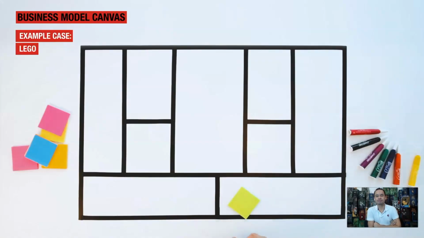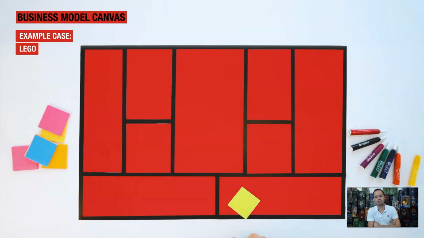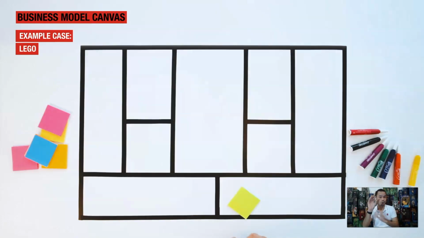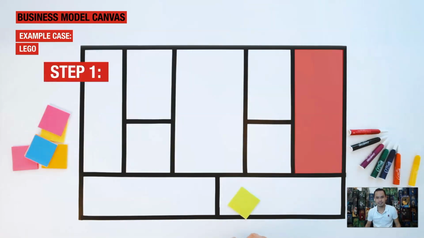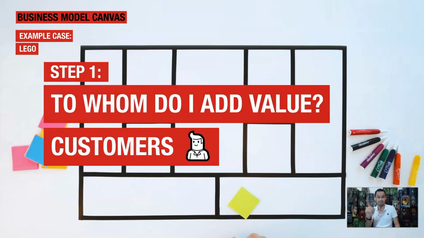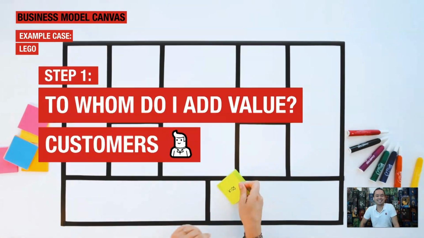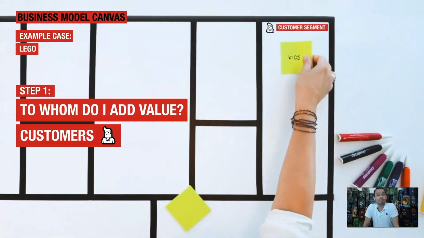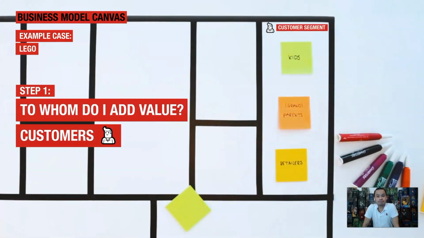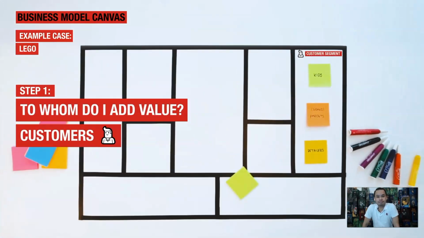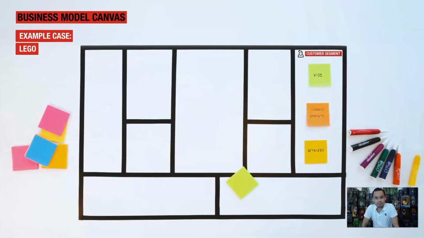Welcome to the Business Model Canvas tutorial, based on a case of Lego. Get your post-its ready. We'll be using them a lot. Step 1. First section is about your customer segments. To whom do you add value? In Lego's case, these are children. Other segments are the parents, grandparents, and retailers.